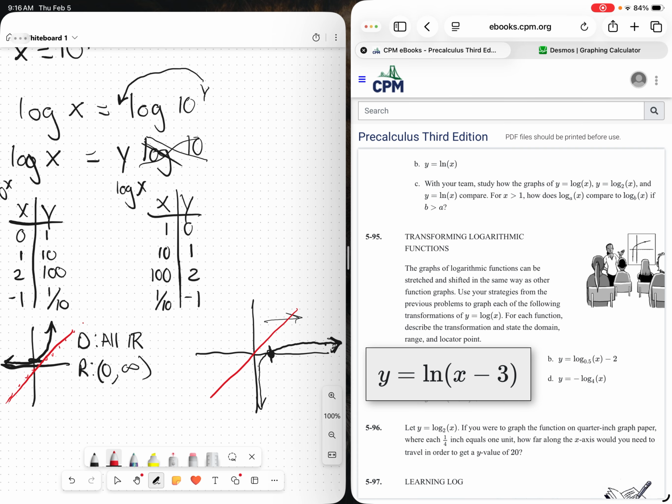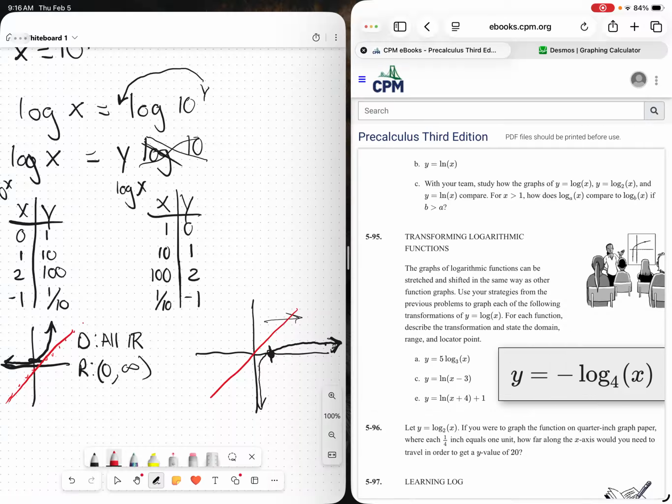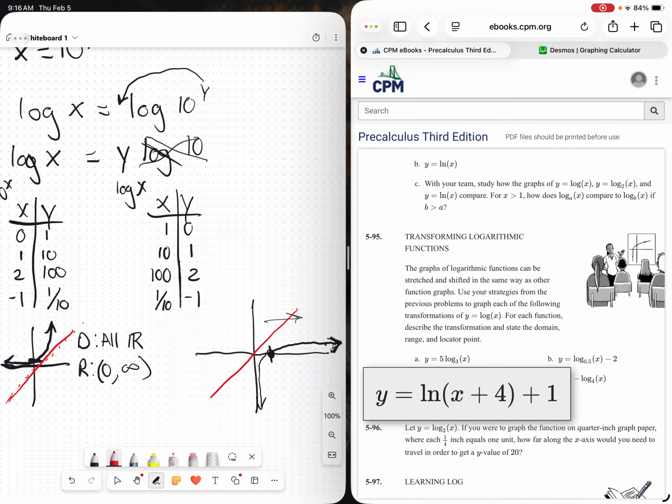Okay, same thing here. We should start to see this pattern, the same transformation pattern. Where is this going to move this? Right 3. So it's going to take that locator point and move it to the right 3. What's it going to do to this log? It's going to vertically flip it. What's it going to do here? It's going to move it left 4, up 1. So it's the same transformation rules that we've seen with any function.